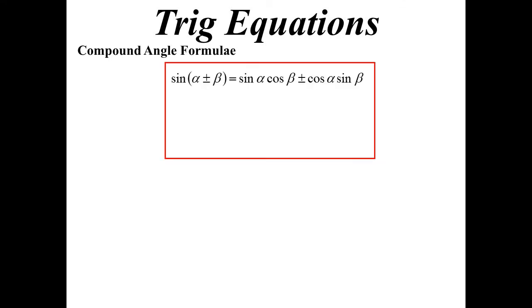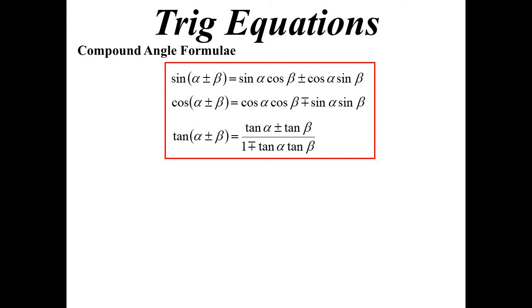So the compound angle formulas: sine, cos, cos, sine. If it's a sine, it's a sine. Cos, cos, sine, sine. If it's not the sine, it's not the sine. And tan plus tan over 1 minus tan tan. Okay, so we started with those.